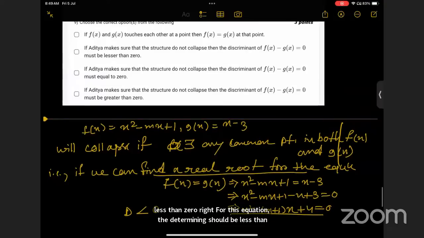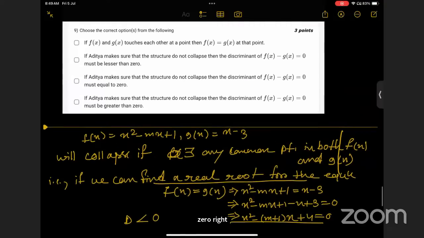So, now let's check the options. If f and g touch each other at a point, then f(x) equals g(x) at that point. This is correct, right? At this point they will be the same. This point will satisfy both the equations, so option A is correct.